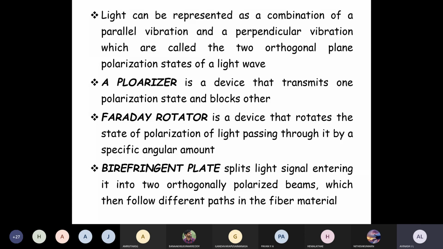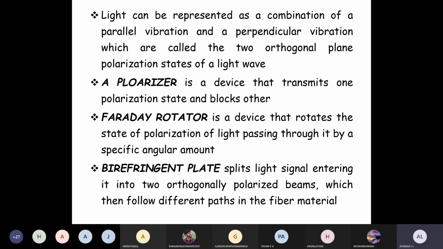Okay, so the next thing is the Faraday rotator. A Faraday rotator is a device that rotates the state of polarization of light passing through it by a specific angular amount. Rotator means it will rotate the signal. That is very simple. It is a device that rotates the state of polarization of light passing through it by a specific angular movement.